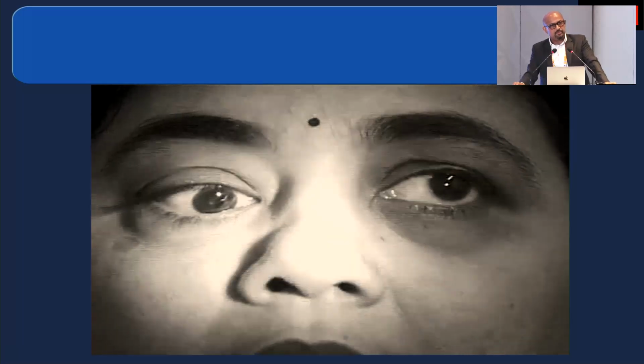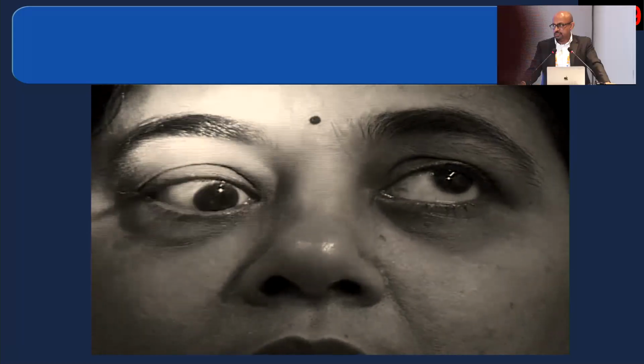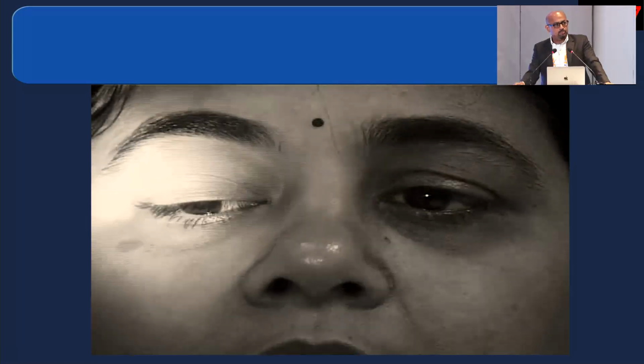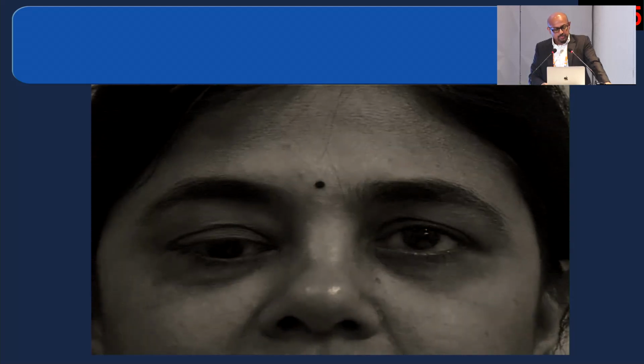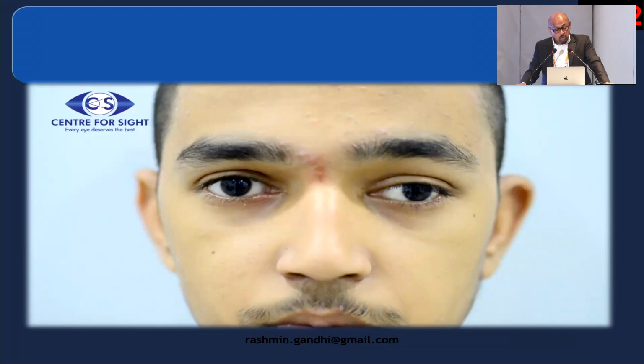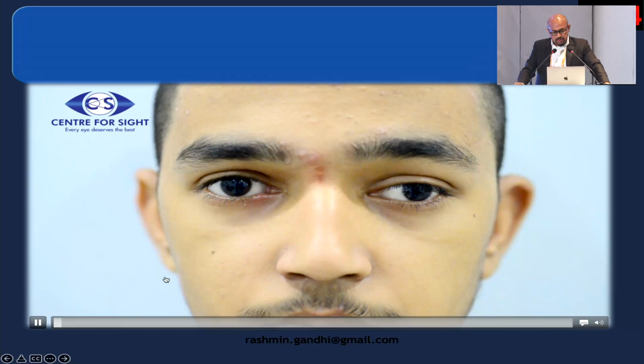Why it's an emergency? Because one of the commonest compressive lesions of the third nerve is aneurysm of posterior communicating artery. So this patient should undergo MRI with MRA. You want to rule out the aneurysm. There are other signs which can tell you that you are dealing with aneurysm, as happened in this patient.